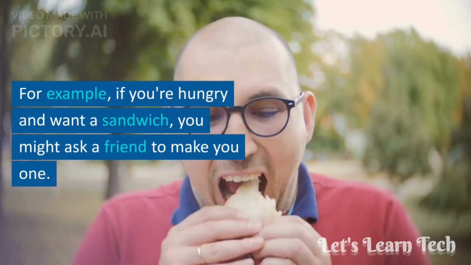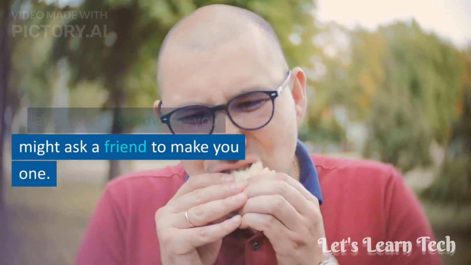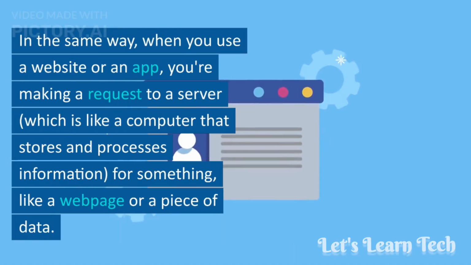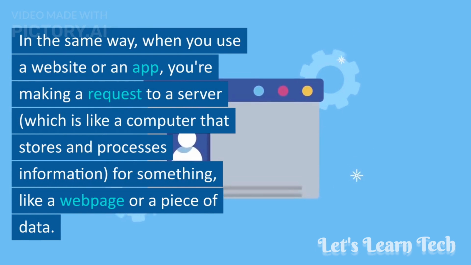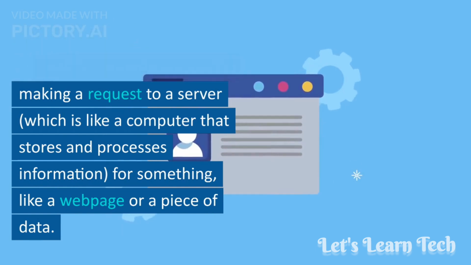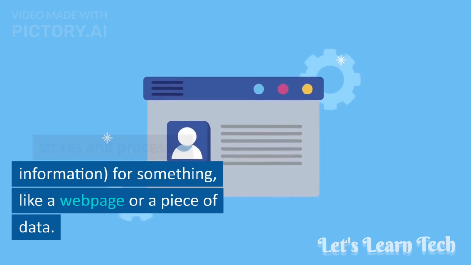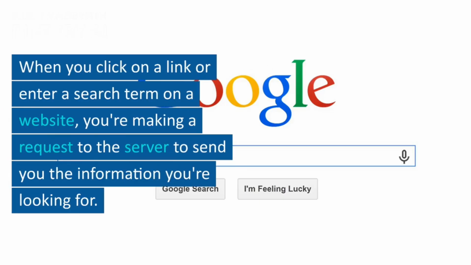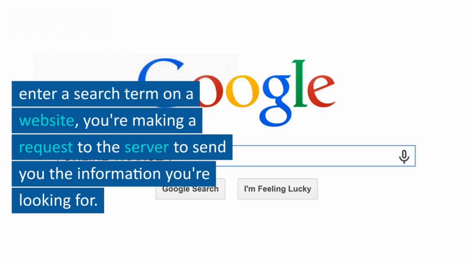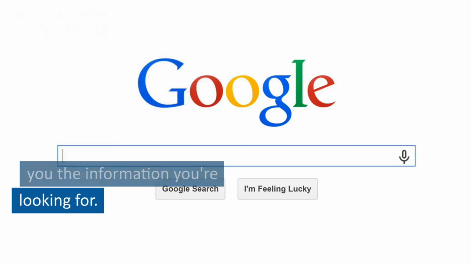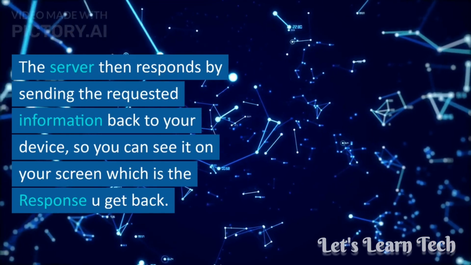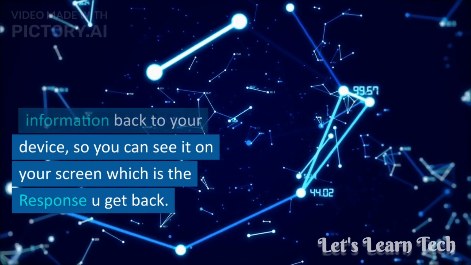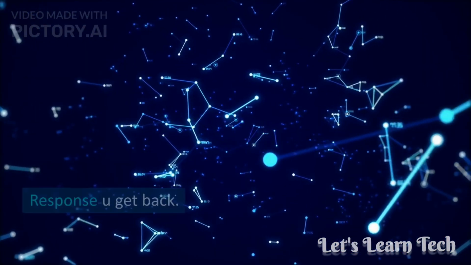In simple terms, a request is like asking someone for something. For example, if you're hungry and want a sandwich, you might ask a friend to make you one. In the same way, when you use a website or an app, you are making a request to a server, which is like a computer that stores and processes information for something, like a web page or a piece of data. When you click on a link or enter a search term on a website, you are making a request to the server to send you the information you're looking for. The server then responds by sending the requested information back to your device, so you can see it on your screen, which is the response you get back.